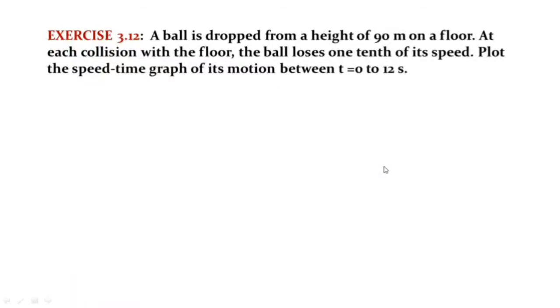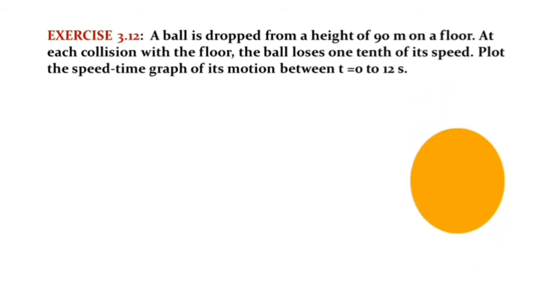Hi everyone, let's discuss exercise question 3.12. A ball is dropped from a height of 90 meter on a floor. At each collision with the floor, the ball loses 1/10 of its speed. Plot the speed time graph of its motion between t is equal to 0 to t is equal to 12 seconds. So just see this one.